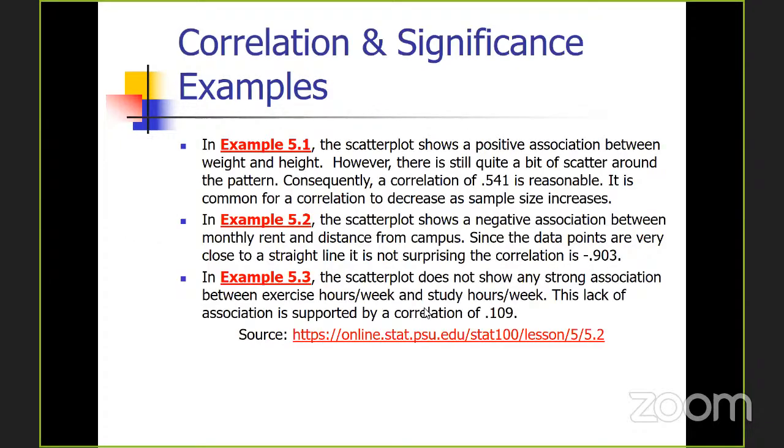We should also know that there are actually formulas to calculate the coefficients, but you can do that in software. So depending on the particular example we're using, let's say we got some data with weight and height, and we found that there's a lot of scatter. There could be a correlation of 0.541, which basically means that there is a moderate relationship.